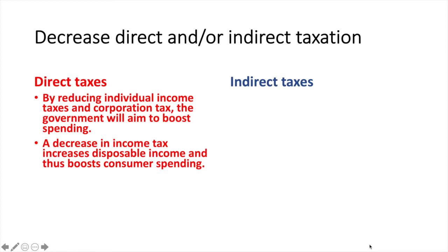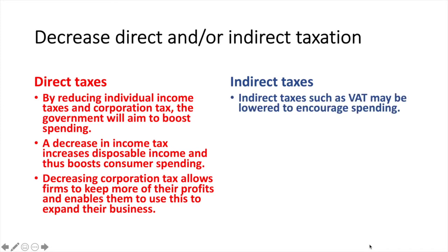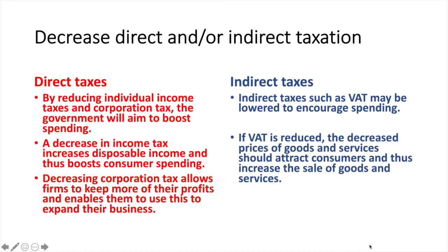Decreasing corporation tax allows firms to keep more of their profits and enables them to use this to expand their business and potentially increase hiring. To increase spending, the government could also reduce indirect taxes such as VAT. VAT may be lowered to encourage spending. If it's reduced, the decreased price of goods and services should attract consumers and thus increase the sale of goods and services.